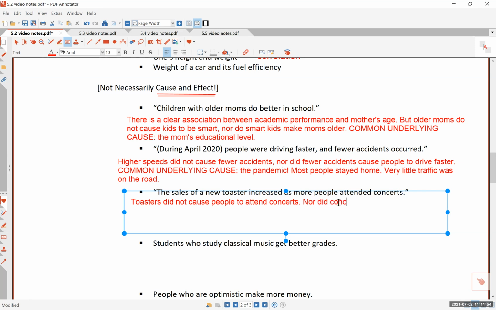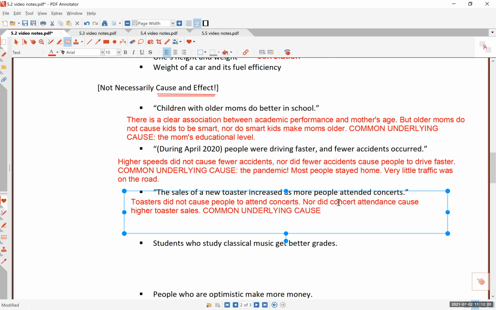Nor did concert attendance cause higher toaster sales. Okay, that's obvious, right? I mean, just because people start to go to classical music concerts, it's not like, oh, you know what? We love these classical music concerts. Let's go buy toasters. So what was happening? Okay, again, common underlying cause.